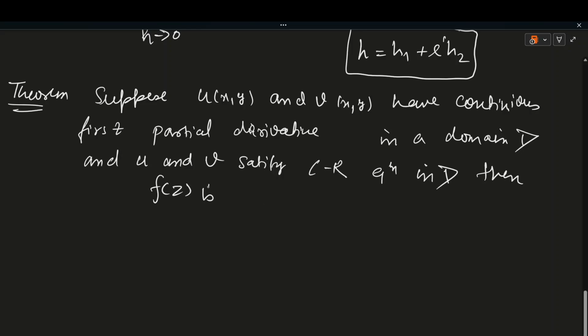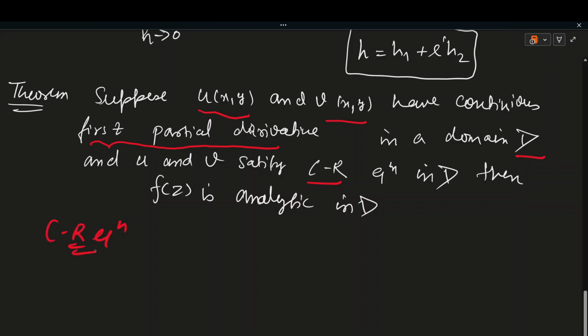Then f(z) is analytic in D. What we are saying is that if the real part and imaginary part have continuous first partial derivatives in a domain D, and u and v satisfy the CR equation in D, then f(z) is analytic. And what is the CR equation?